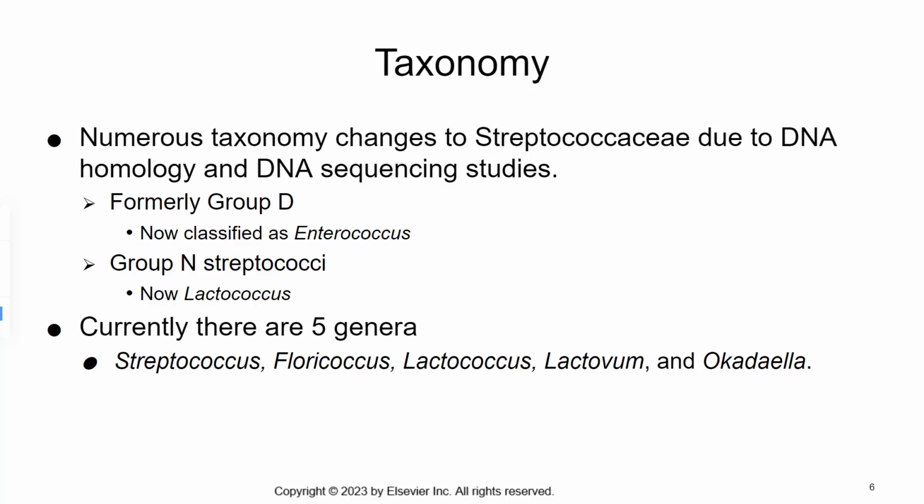Okay, so starting off with taxonomy. Numerous changes due to DNA homology and DNA sequencing studies. Formerly Group D is now classified as Enterococcus, and Group N Streptococci is now Lactococcus. Lactococcus is different from Lactobacillus. Lactobacillus is your common probiotic that you'd find in yogurt and so forth. Lactococcus is cocci-shaped, not bacillus-shaped. So currently there are 5 genera: Streptococcus, Floricoccus, Lactococcus, Lactovum, and Ocodella.